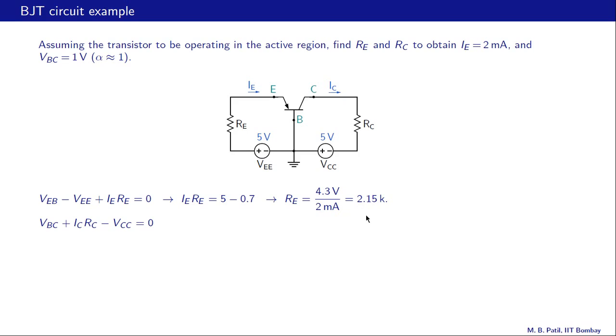For the collector resistance, the RC value here, we can write a loop equation for this loop: VBC plus ICRC minus VCC equal to 0, and that gives us ICRC equal to VCC minus VBC. And since alpha is nearly equal to 1, IC and IE are approximately equal to each other, and therefore instead of IC here we can use IE, and that gives us RC. So IE times RC is about 5 minus 1, and that gives us RC equal to 4 volts by IE, which is 2 milliamps, so that is 2K.